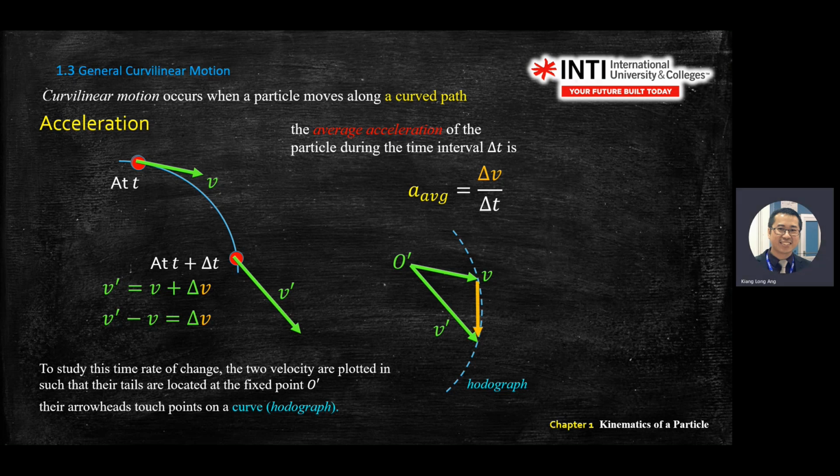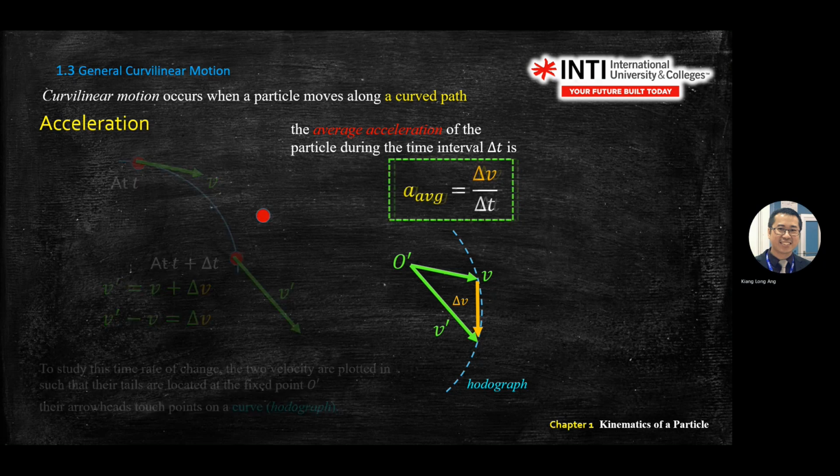Then you join the arrowhead to arrowhead. I label it as yellow color. Yellow color is your delta v, which means it's the difference of the velocity vector. Okay, so here is one of the vector diagrams. You do the same.